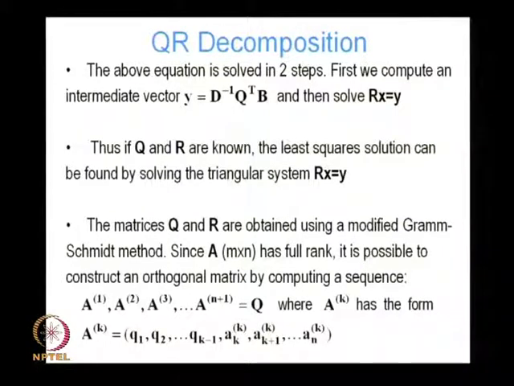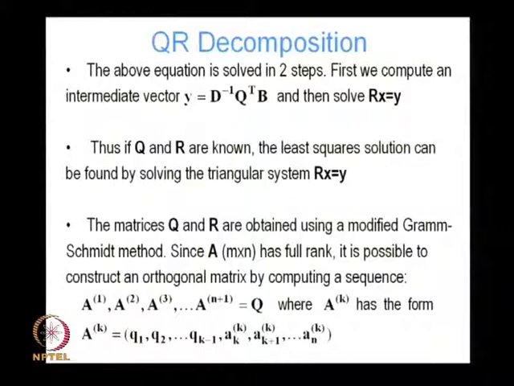How do we find the matrices Q and R? Basically, this is a good time to introduce what is known as the method of Gram-Schmidt orthogonalization. So, Q and R are found using a modified Gram-Schmidt method. Since A has full rank, it is possible to construct an orthogonal matrix by computing a sequence A1, A2, A3 and so on up till An until we get the orthogonal matrix Q, where Ak has the form Q1, Q2, up to Qk minus 1 and so on and so forth.